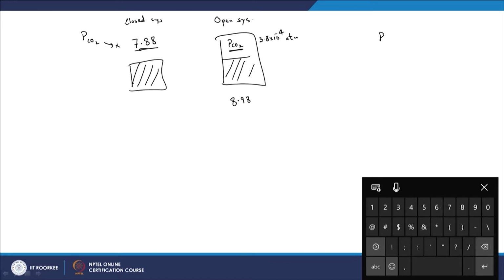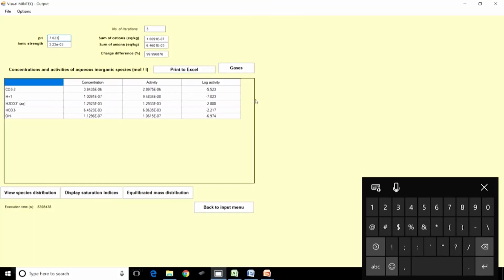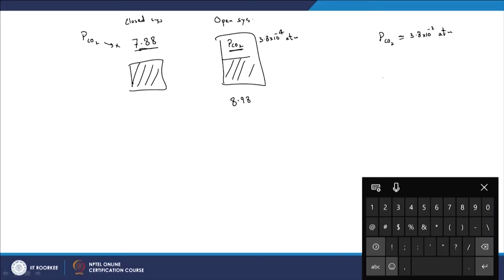So just to illustrate that, I increased the partial pressure of CO2 to 100 times this value of 3.8 into 10 power minus 4, that is, 3.8 into 10 power minus 2 atmospheres. In case 3, when I increase the partial pressure of CO2 to 3.8 into 10 power minus 2 atmospheres, we came up with a pH of 7.02. So I increased it by 100 times compared to case 1 and case 2.